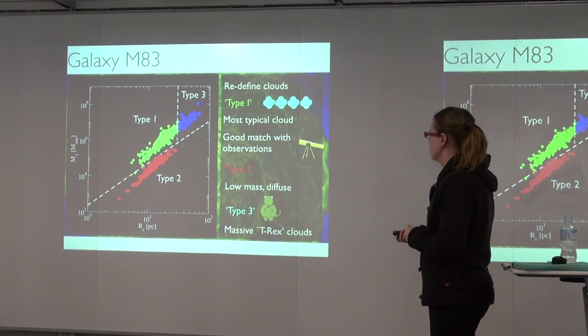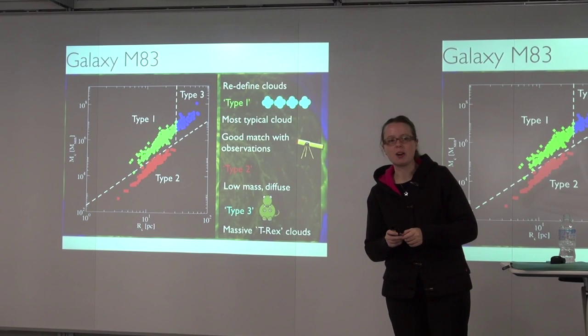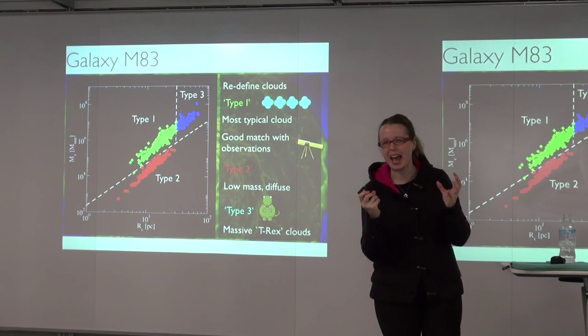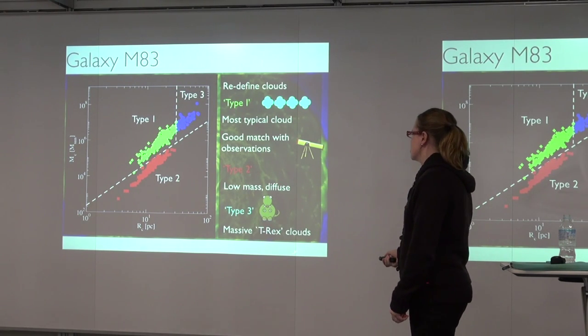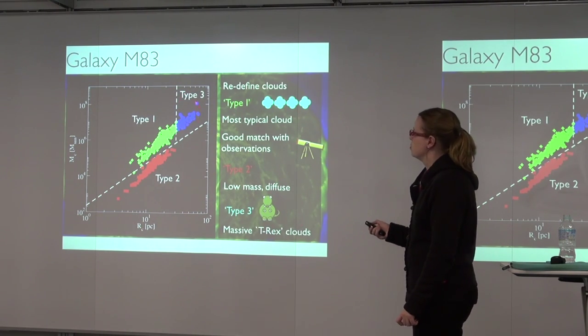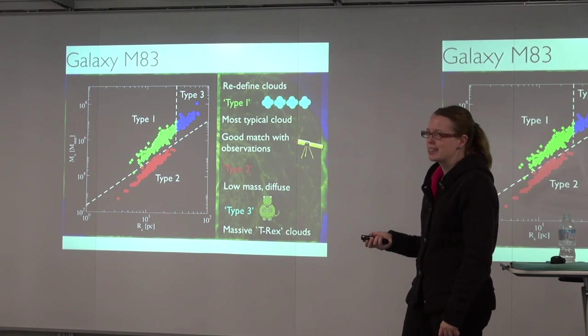And my type 3, these are my T-Rex clouds. They are seriously big and massive, and they live right up here. So I'm going to refer to them after Tyrannosaurus Rex as being the biggest clouds in my galaxy.